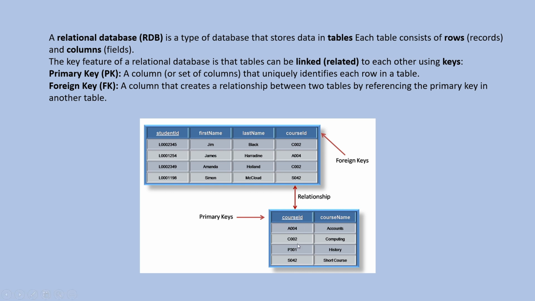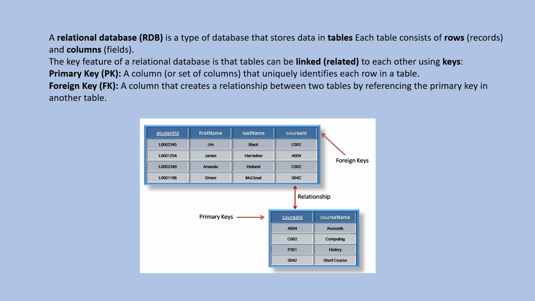But a foreign key is a key which is a primary key of another table and which helps in referencing another table. As you can see, the course ID present in the course table is the primary key, and the course ID present in the student table is the foreign key. Now this course ID present in the student table is referencing the primary key course ID present in the course table.